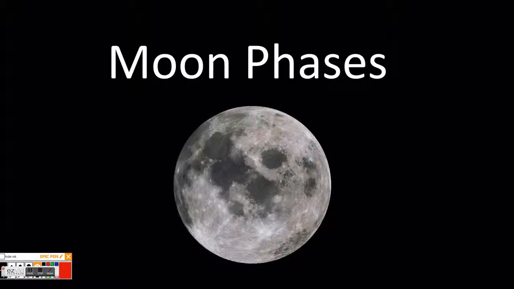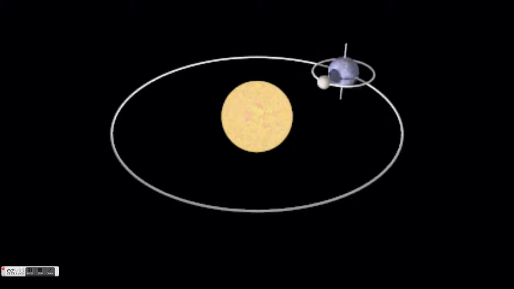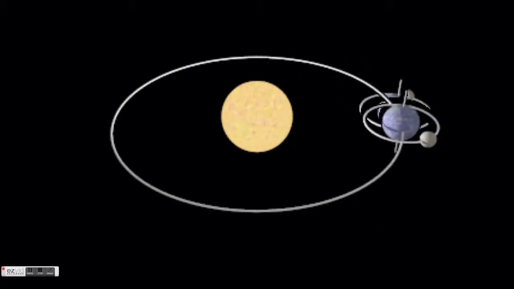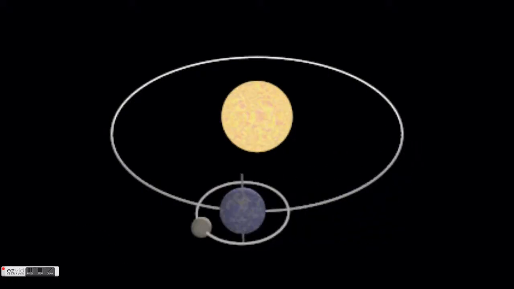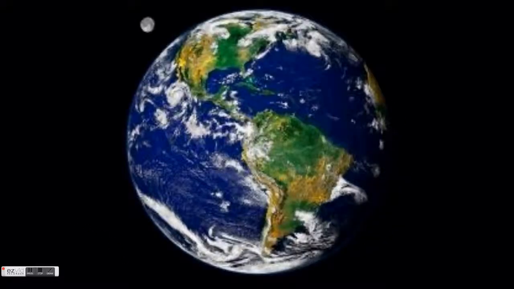This video will discuss the phases of the moon and how they occur. The moon is a large ball of rock revolving around the Earth. The moon revolves around the Earth, while the Earth revolves around the sun. The moon is about 240,000 miles away from the Earth, and about 7,000 miles in circumference.